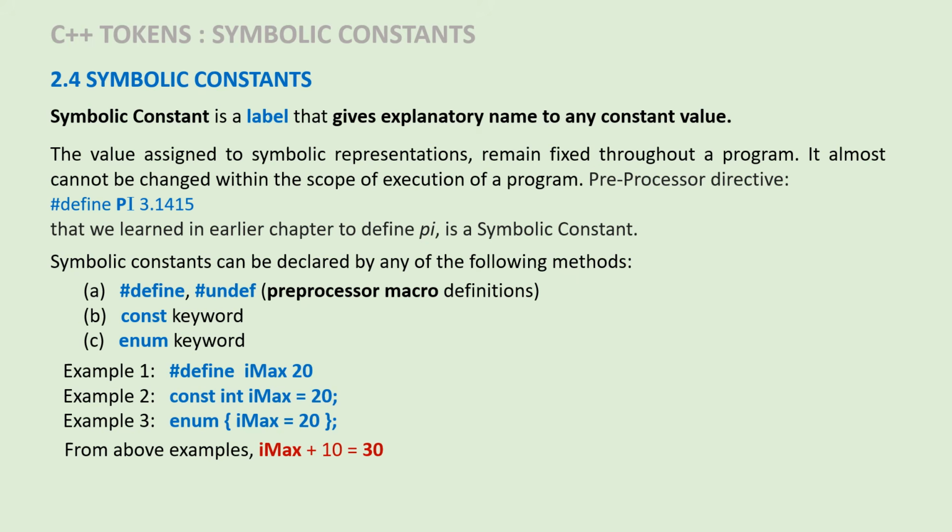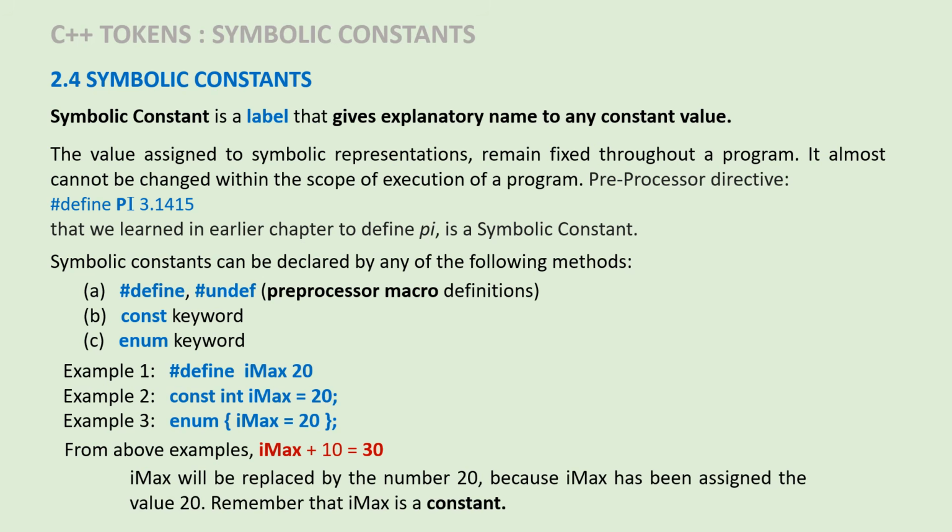Hence from the above examples, imax plus 10 will be 30, because imax will be replaced by the number 20, as imax has been assigned the value 20. Remember that imax is a constant.